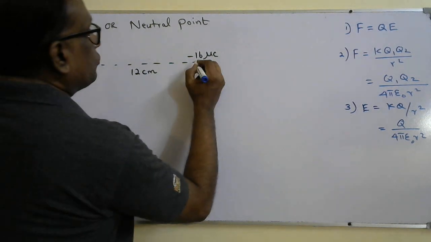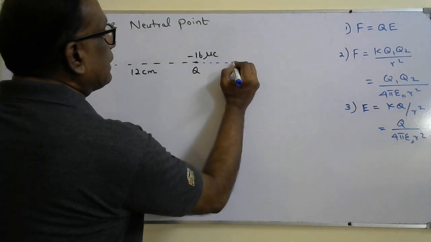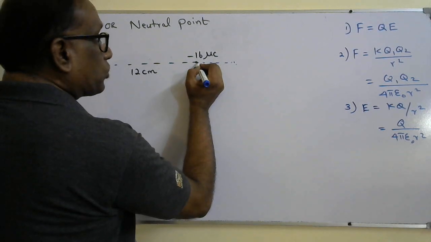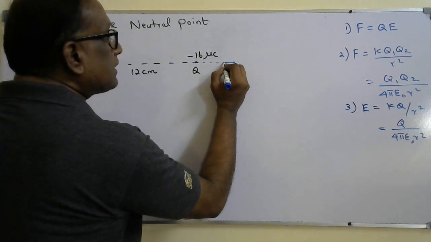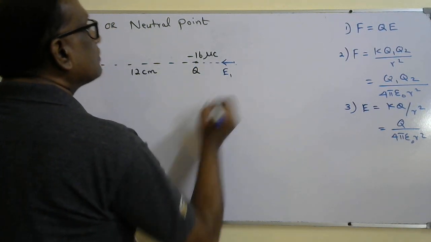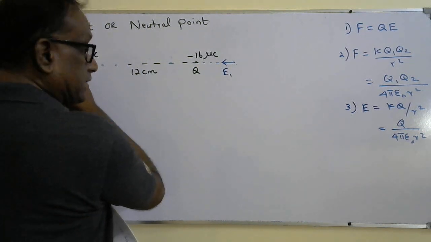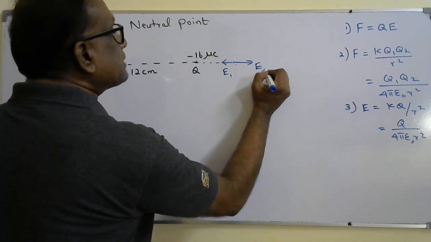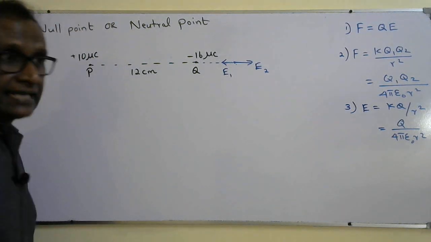On the right side of Q, we'll think about a point somewhere here. If I keep a positive test charge, the 16 microcoulomb will attract it. Let it be E1. The positive 10 microcoulomb will repel it, let it be E2. So they are in opposite direction. Can they cancel each other?